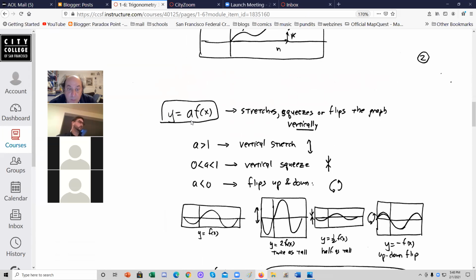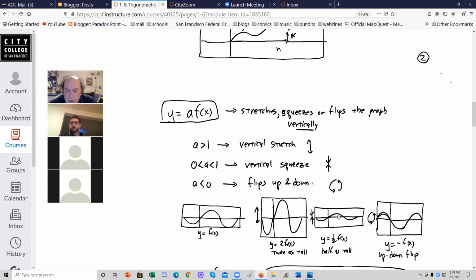Now we talk about multiplying a function by a constant. Y equals a times f of x. What this does is stretch, squeeze, or flip the graph vertically. If a is positive, it'll stretch it vertically. So for example, here's a wave, y equals f of x. Y equals 2f of x wobbles twice as tall and twice as down. So for a greater than 1, it's a vertical stretch. If a is between 0 and 1, it's a vertical squeeze.